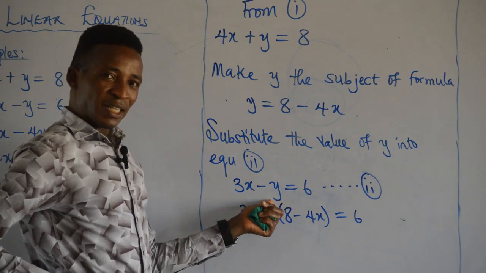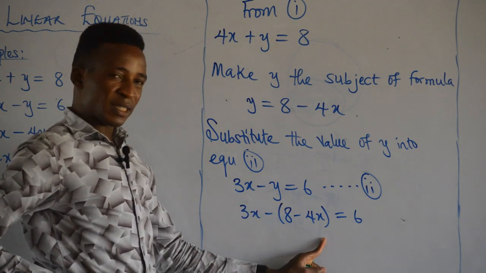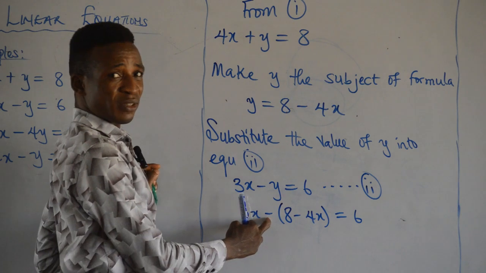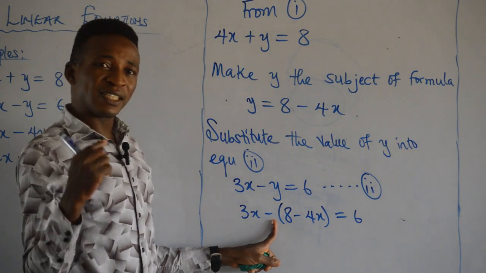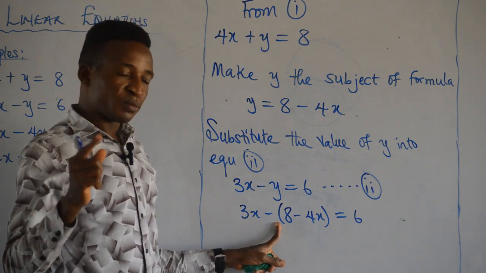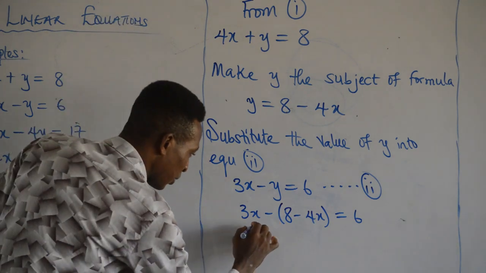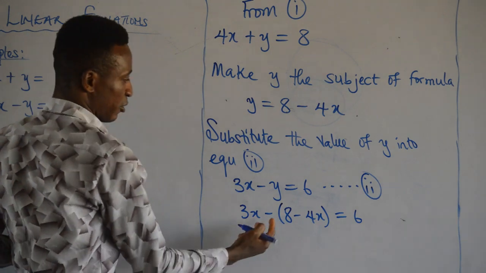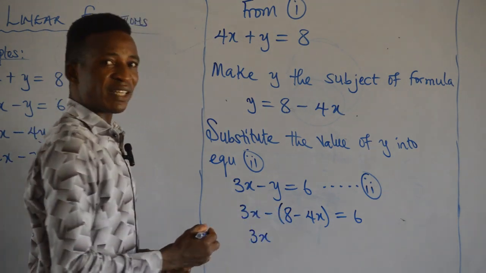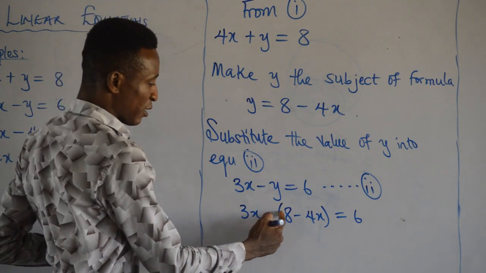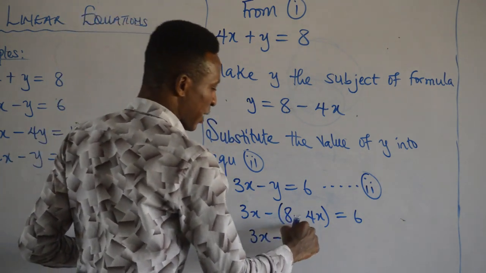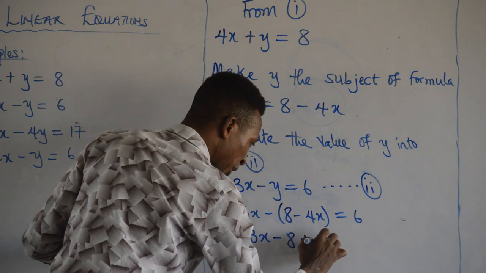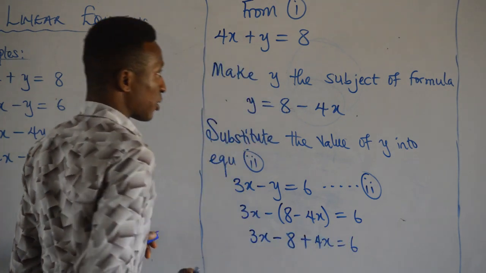Now my y, I'm using it as a bracket now, most especially because of this minus here, because by the time I'm opening the brackets, I'm going to be using the minus here to multiply the sign for each of the values. So let's open the brackets now. We have 3x. Now in front of this 8 here, we have an invisible plus. So we have minus times plus, which gives us minus 8. Then minus times minus plus 4x, everything equals to 6.